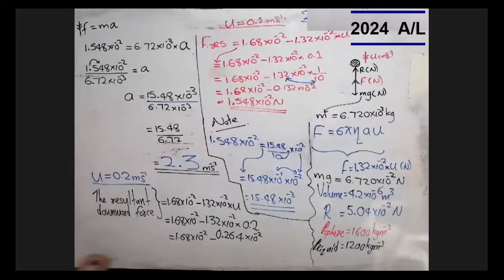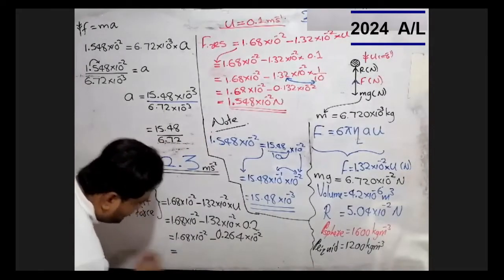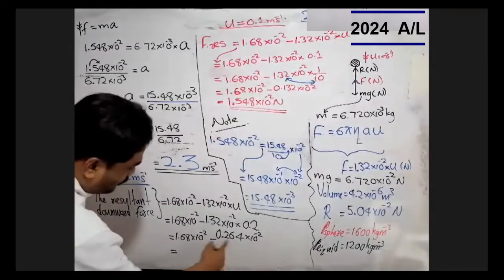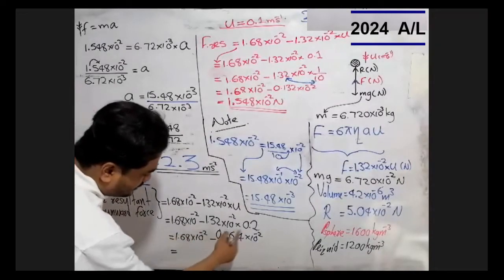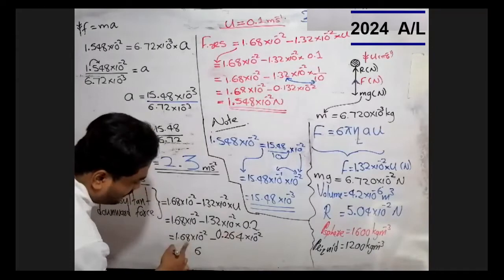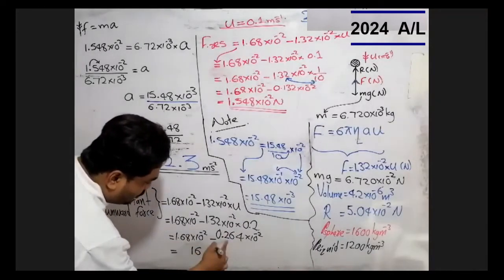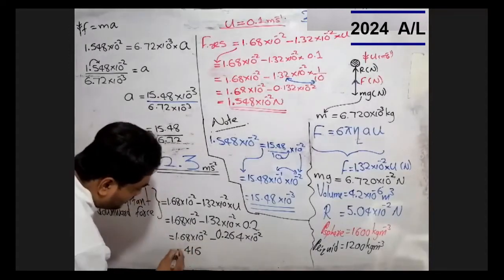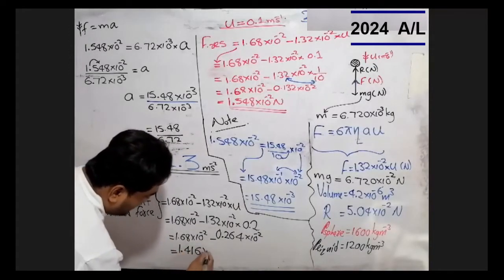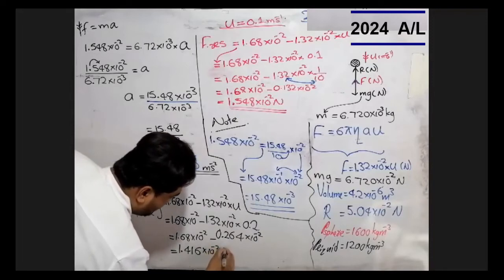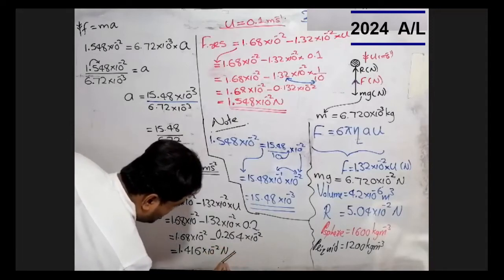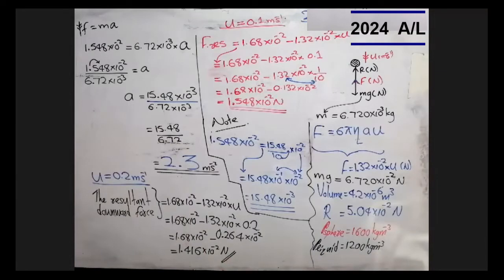So let's subtract. Let's subtract 4. You have to take 1 to this side. 10 minus 4 is 6. Now this is 7. 7 minus 6 is 1. This is 6. 6 minus 2 is 4. And this is 1. 1.416 into 10 to the power minus 2 Newton is the resultant force acting on the sphere when the velocity of the sphere is 0.2 meter per second. Write it there. Write them all.